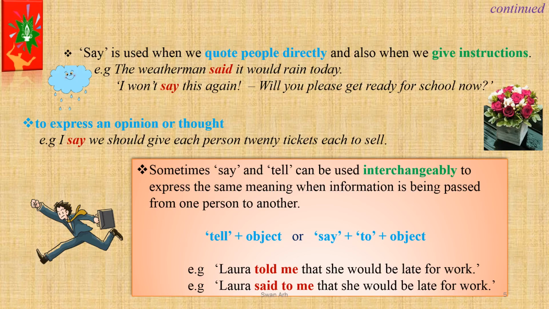Here, learners of English often make mistakes like he said me or she said me that. This is incorrect. Don't forget to include to between said and the object. Just as you would send a letter to someone, you would also say something to someone. The preposition to shows the direction in which the information is going.